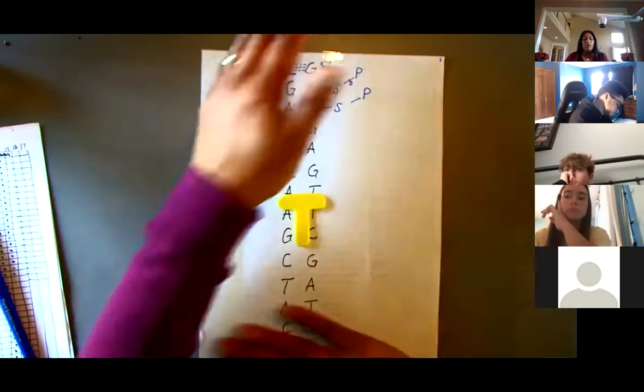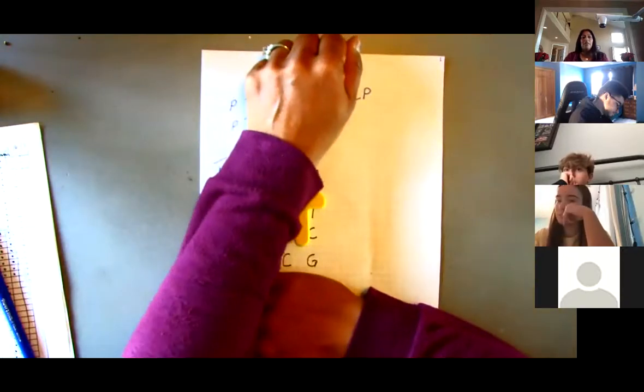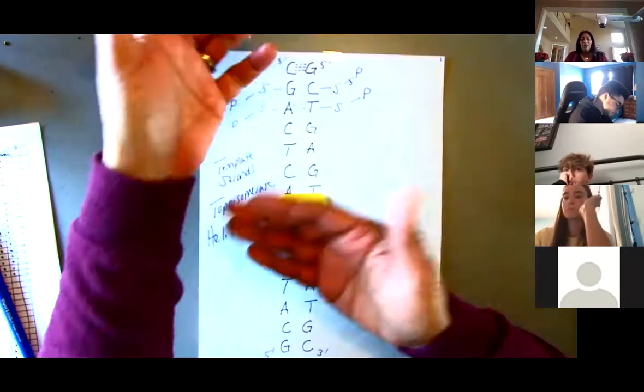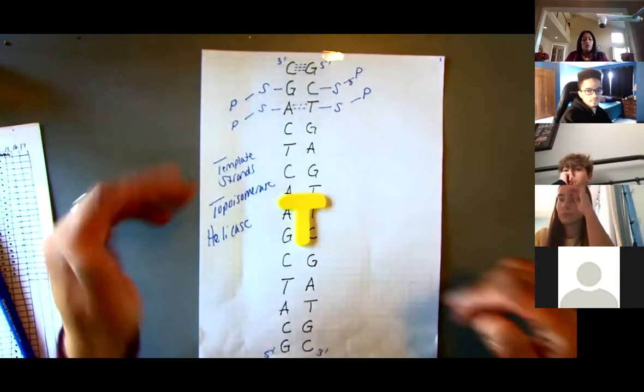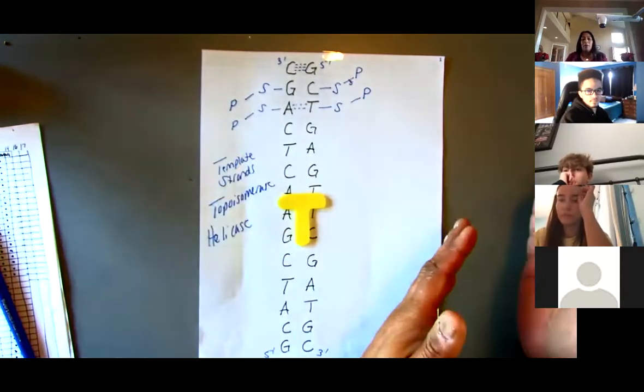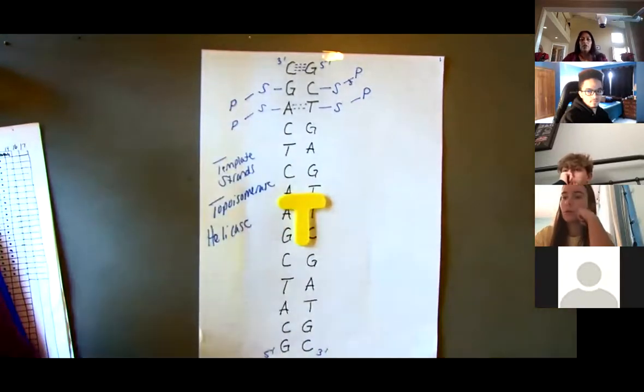If I don't give you these strands and I don't show you this picture and I say, make a copy of DNA, and you're like, well, how do I know where A's and T's and C's and G's go? You use this and now you can make a copy. So that's why these are your template strands. It's the original strands you start with.